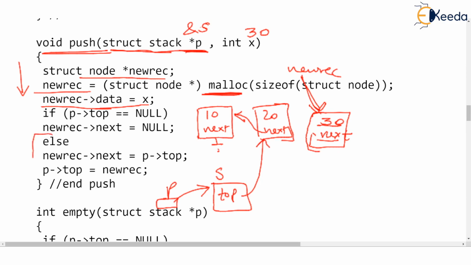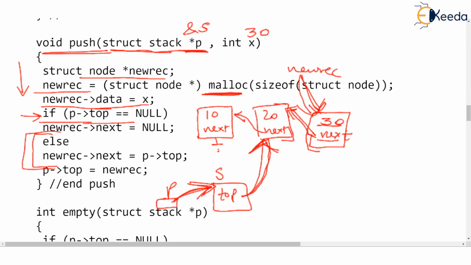Of course, we will go to else because the if will be false, because P arrow top equal to null is false. Observe that P arrow top is pointing to 20. So it's not null. So we are going to land in the else. And in the else, we are saying newrec arrow next. Yes, this one. Newrec arrow next. This pointer should point wherever P arrow top points. P arrow top, check the bottom of the screen, is pointing to 20. So newrec arrow next should also point to 20.